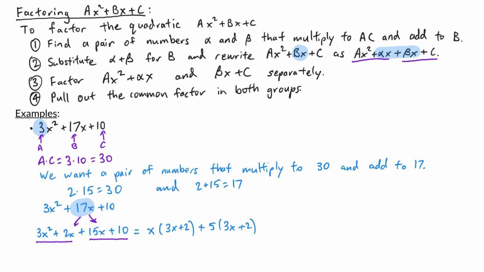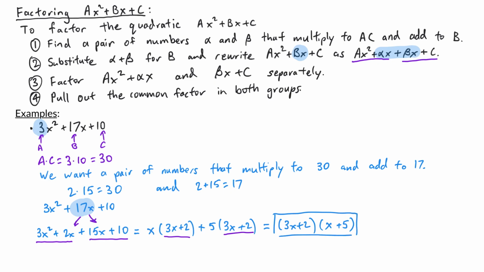In the last step, we want to pull out the common factor in both groups. Looking at the two groups, I see that I have a factor of 3x plus 2 here, and another factor of 3x plus 2 here. That factor of 3x plus 2 can be pulled out using the distributive property, so we can write this as (3x plus 2) times... From our first group, we have x remaining, and from our second group, we have 5 remaining. And that's it. So our polynomial 3x squared plus 17x plus 10 can be factored as (3x plus 2) times (x plus 5).